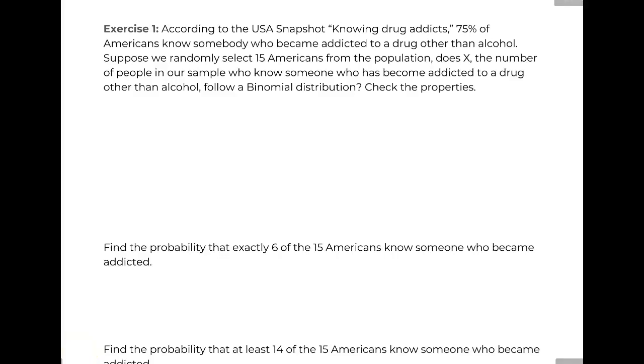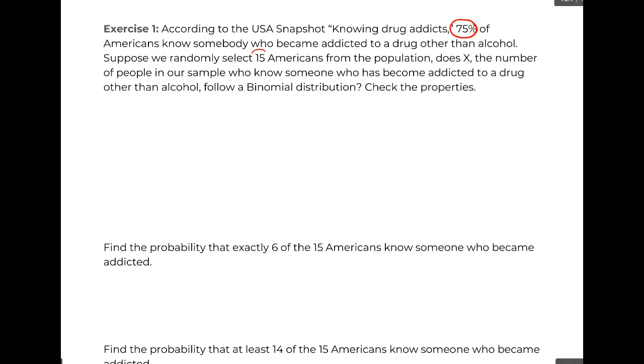All right, so our first example for the binomial. If we read through the question stem, I want us to point out how we would know we're dealing with a binomial situation. So according to the USA Snapshot, Knowing Drug Addicts, 75% of Americans know someone who has become addicted to a drug other than alcohol. So here we have a probability of an American knowing someone who has become addicted to a drug other than alcohol.